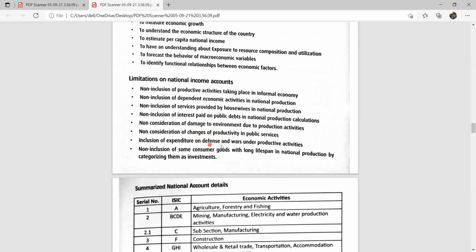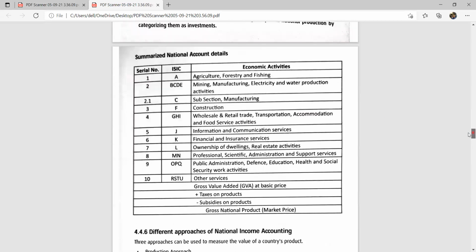Inclusion of expenditure on defense and wars under productive activities. Non-inclusion of some consumer goods with long lifespan in national production by categorizing them as investment, such as buildings and machines, which have a long lifespan and are therefore considered as investment. Sometimes those are not actual investment of a country which will not produce goods and services.